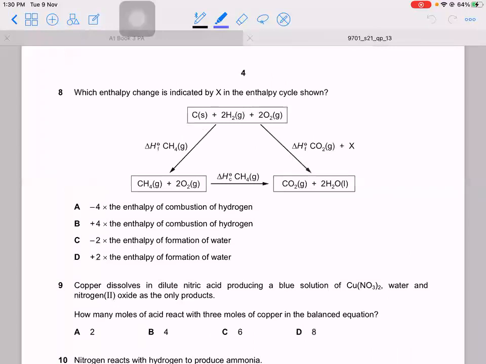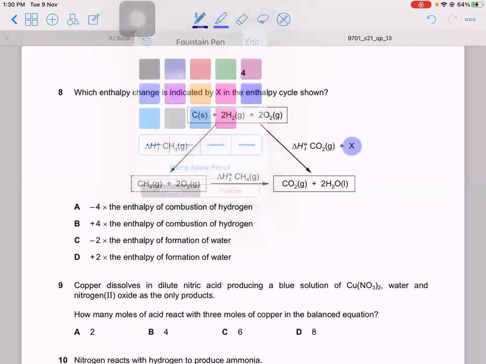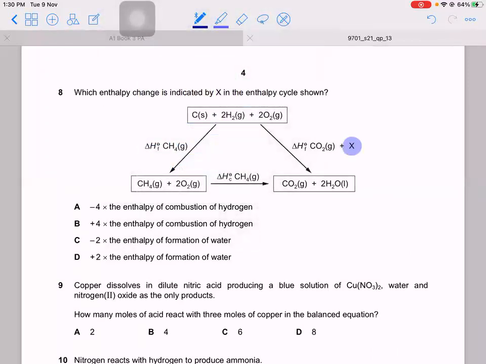Question number 8. Which enthalpy change is indicated by X in the cycle? So what is X? Let's see. What is happening here? You have H2, O2 and carbon right here, and they're saying formation of carbon dioxide. Do you see that? 1 mole of carbon dioxide being formed from carbon and oxygen elements in their standard state. So yes, this is formation. You're also getting water. Do you see? You are getting water, but how many moles are we getting? We are getting 2 moles.